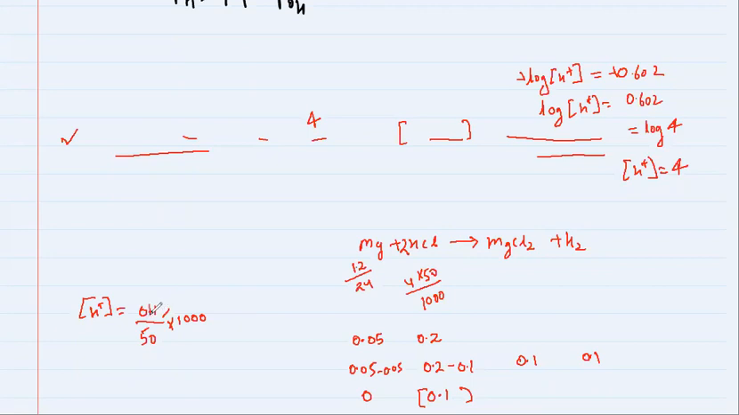Yes, very good. Because it will be 2, right? If it is 2, then pH is minus 0.301. As simple as that. Got it? This is your answer. Okay.